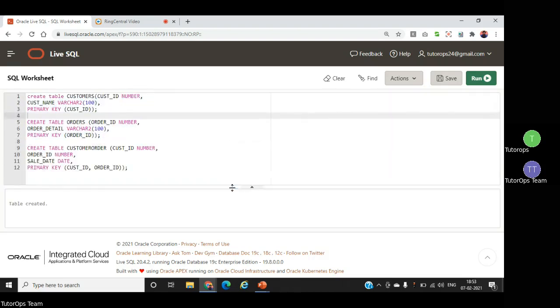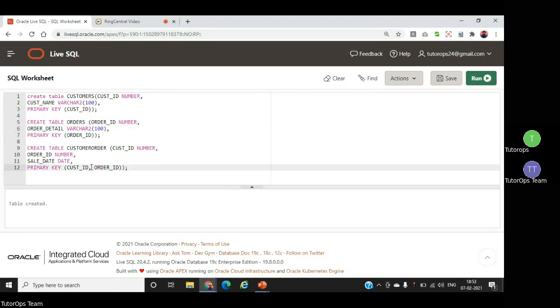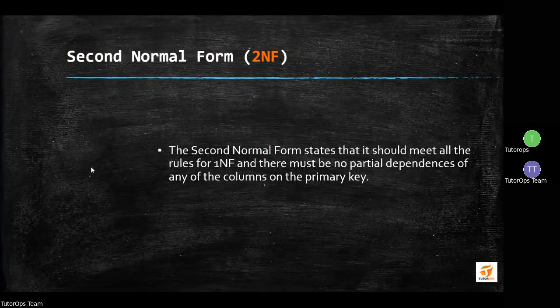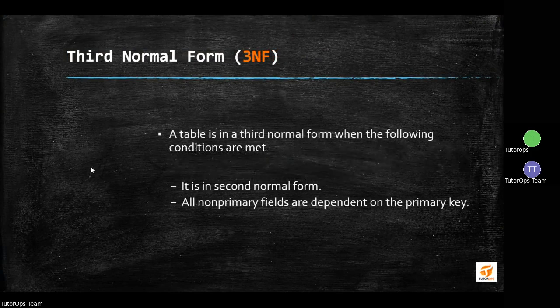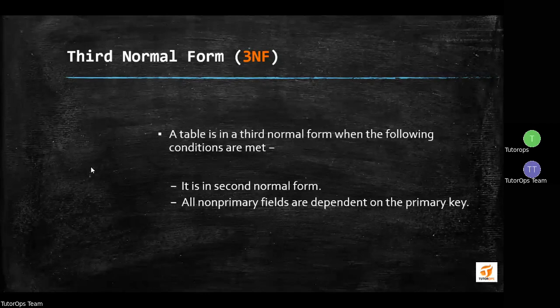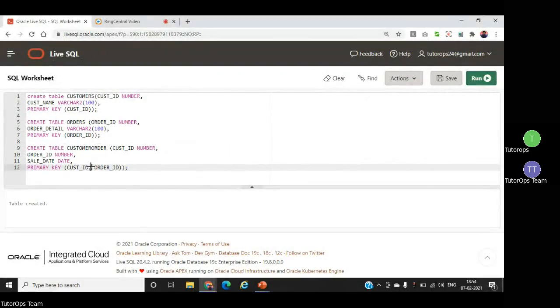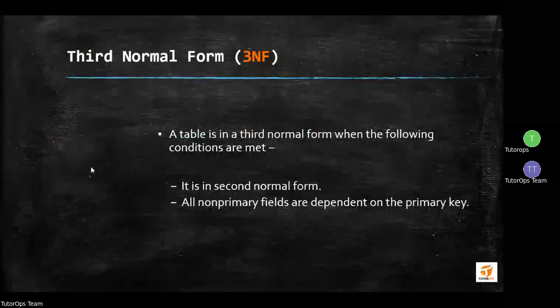So now we have defined 3 tables, including customer order, which contains all the columns we previously created in that table. And with that, the second normal form is also complied with across all these 3 tables. Now the last normal form is the 3NF, the third normal form. A table is in third normal form when the following conditions are met: it's in second normal form, and all non-primary fields are dependent on the primary key. So this is the last condition of the third normal form.